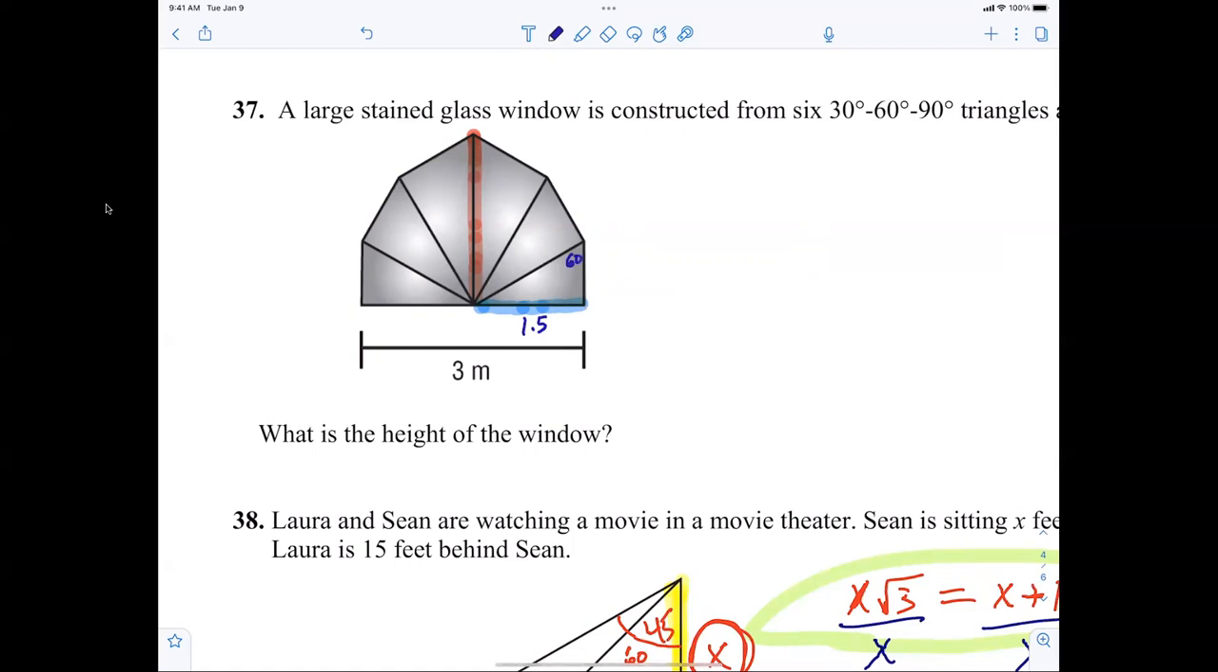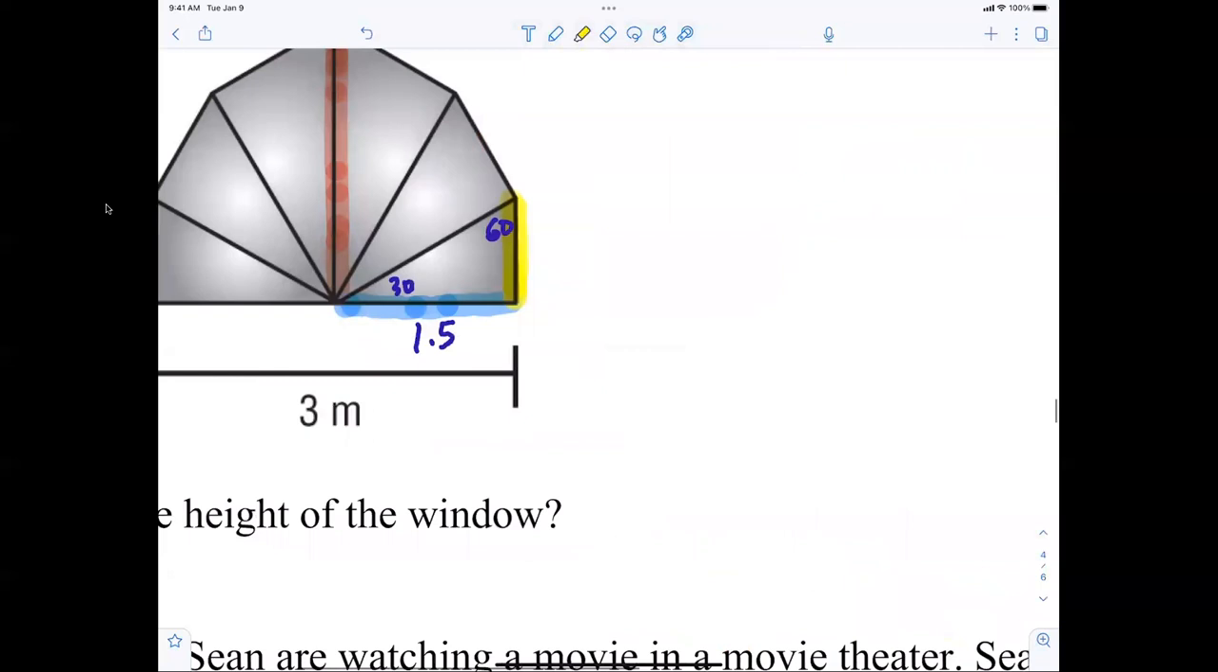This is 60. This is 30. So I now need to find what this length is. Somebody tell me what this length is. The yellow. Come on, someone say it. Yeah, 1.5 over radical 3.